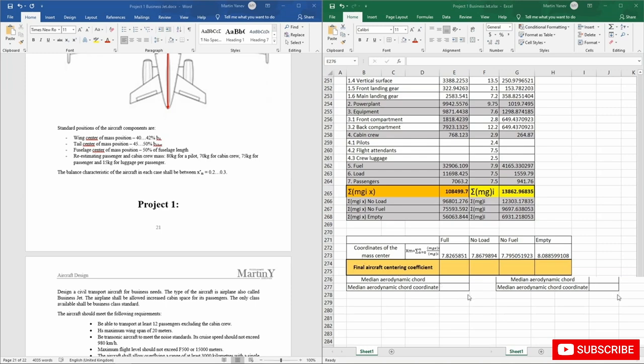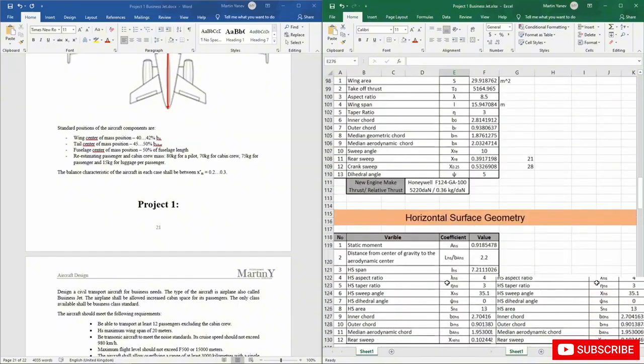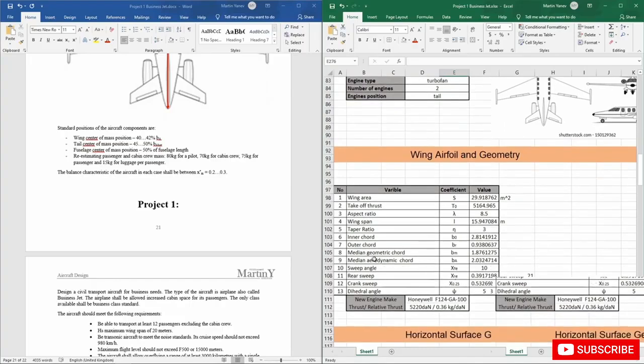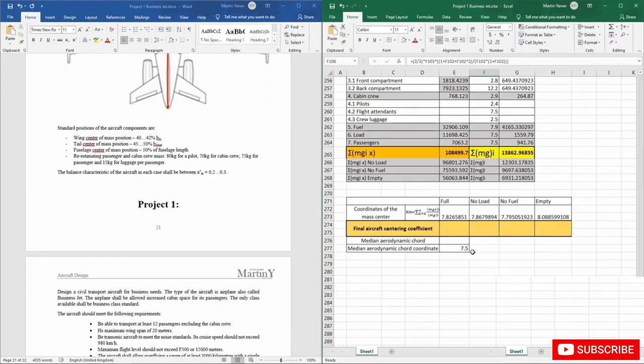So for our aircraft, as we place the wing in the middle, the median aerodynamic chord position will be 7.5. And then the median aerodynamic chord length, we can actually check from the wing estimates we did early on. So in the wing geometry, we can see that the median aerodynamic chord, or BA, is equal to 2.03.